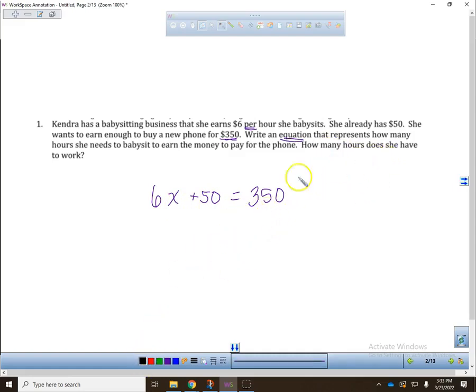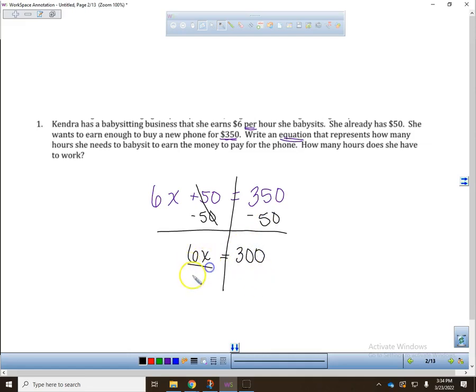So now we need to decide how many hours she needs to work. I'm going to go ahead and solve. Remember, when you're solving an equation, it's the opposite of order of operations. So we must undo addition or subtraction before we do anything with the multiplication or division in most situations. So I need to subtract 50 from both sides. These are inverse operations, so the opposite of adding 50 is subtracting 50. That's going to leave me with 6x on the left, and 350 minus 50 is 300. Now the last step, I have 6 times x. The opposite would be divide by 6. And I'm left with x is equal to 50.